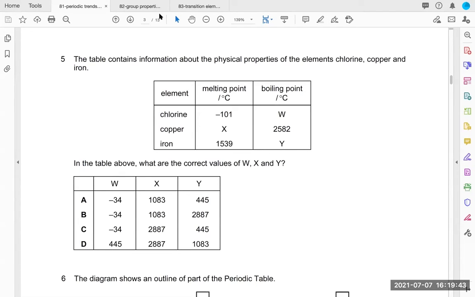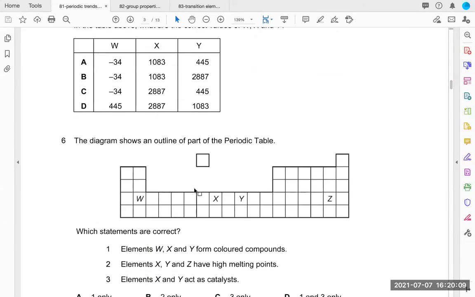Boiling point of iron. Boiling point of iron is higher than 1539. So the only option that's left is B. Okay, so that would work because copper might lose. Copper will lose 1 electron to the lattice first. Copper plus 1 ions, they form red solutions. So it is B. Iron will lose 2, copper will lose 1. So that's why iron has a high melting point.